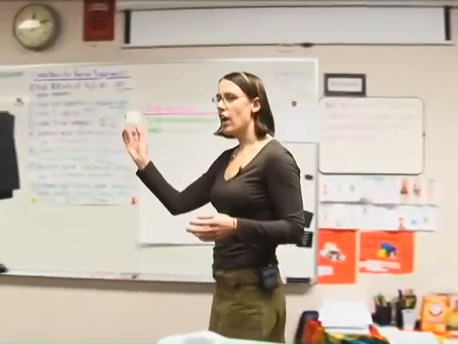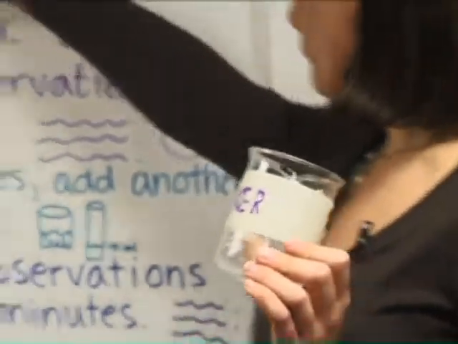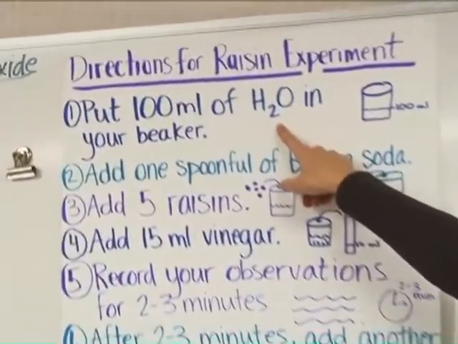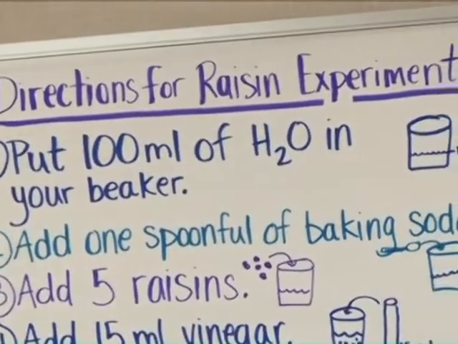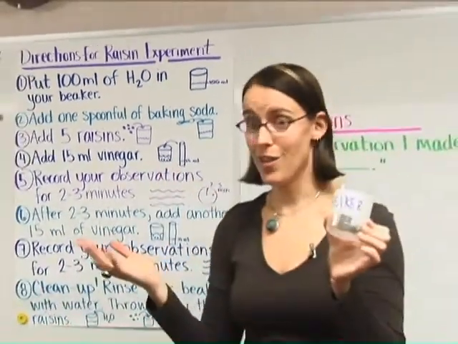Yes, we're going to put 100 milliliters of water into our beaker, and we used the beakers yesterday, so we're going to be using the same size beaker that you used yesterday. And our first step is going to be to put 100 milliliters of water, or H2O, into our beaker. And lucky for you guys, I have the beakers for you already, and they already have the water in them, so you don't even have to do that step.